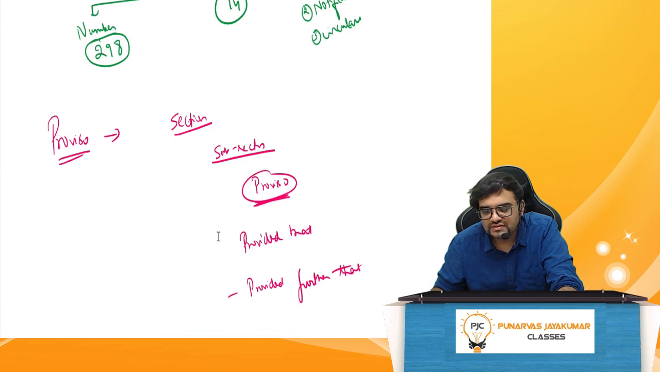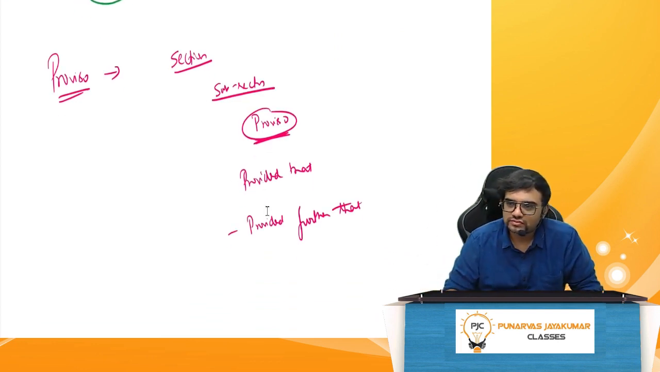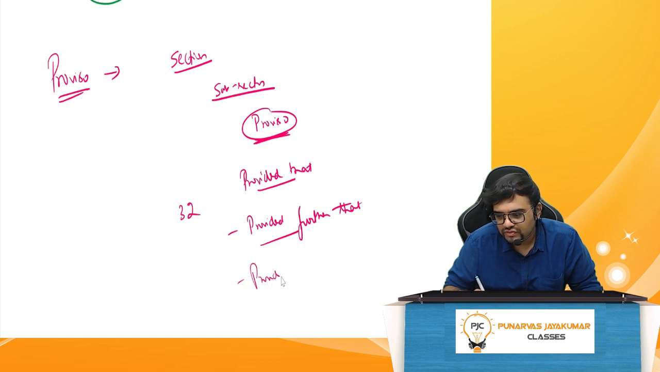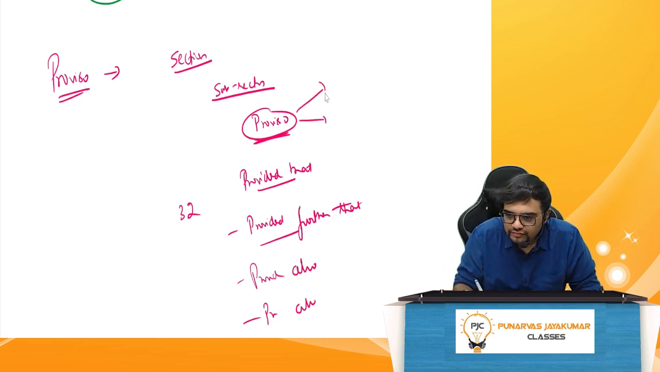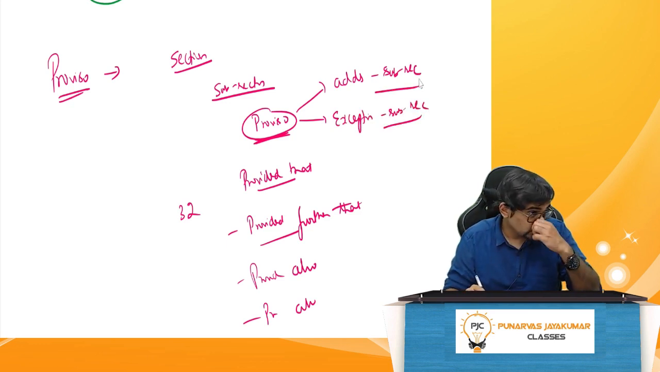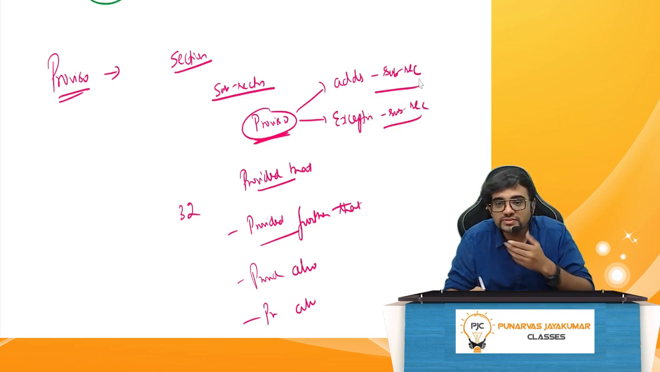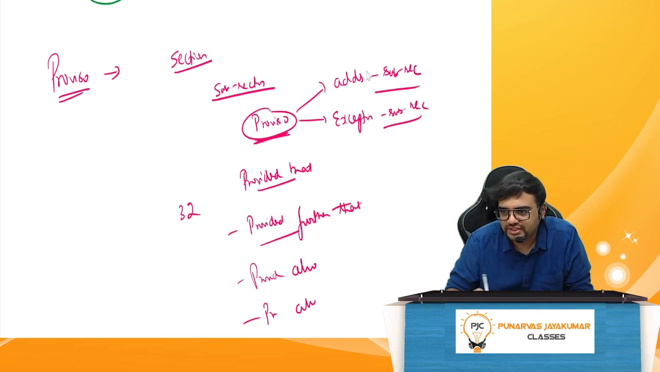During the course of our classes, we will figure out many things. What does a proviso do? So, for example, in section 32, first it tells provided that. Second, it tells provided further. Third one, it says provided also. Fourth one also will be provided also. What does a proviso do? It adds on to the subsection or gives an exception to the subsection. Either it adds on or it gives an exception.